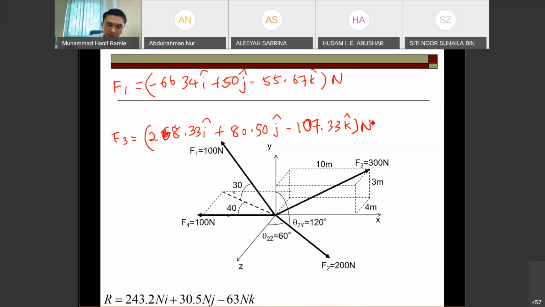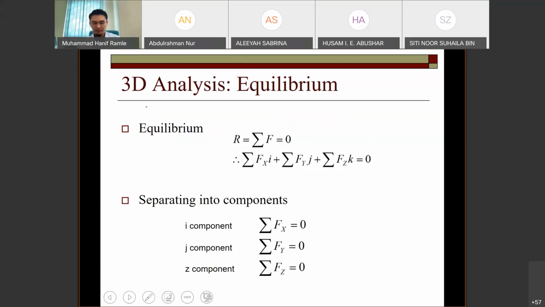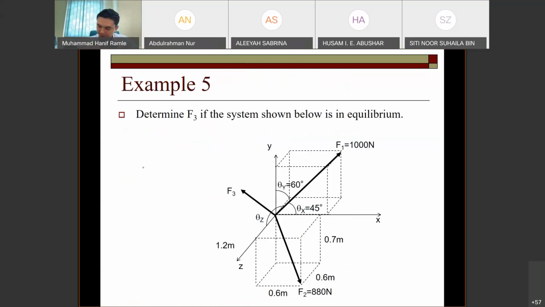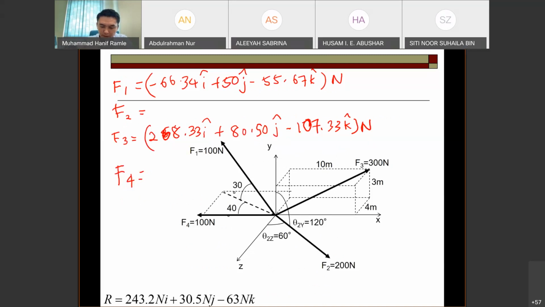How about F2? So F4 is straightforward. It is only one component, which is x component only. F4 is minus 100i Newton.